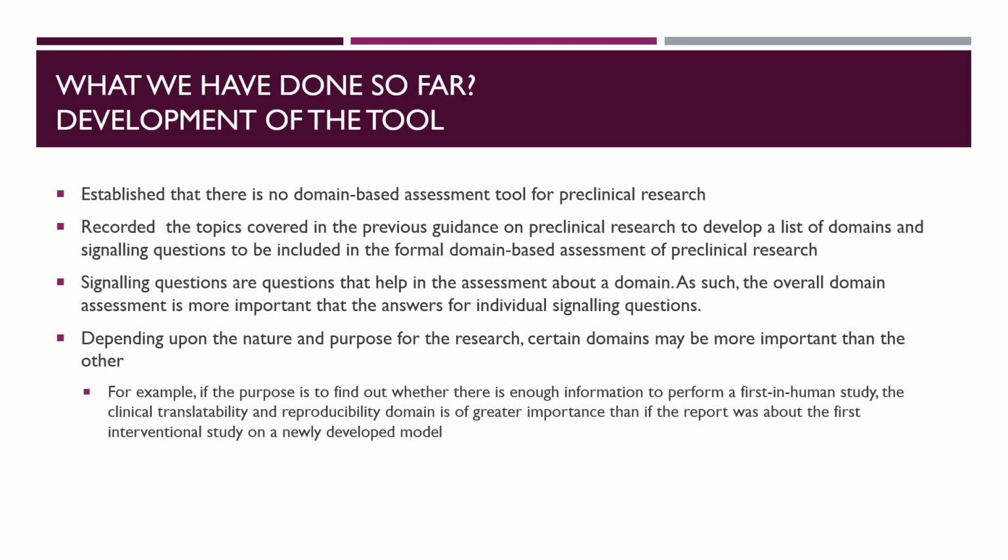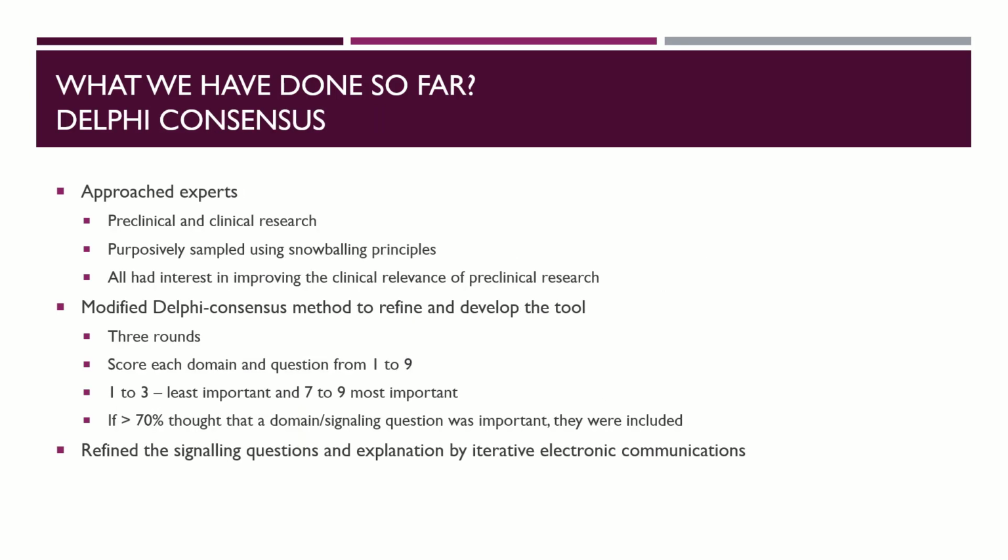Now, depending upon the nature and purpose of the research, certain domains may be more important than others. For example, if the purpose is to find out whether there is enough information to perform a first-in-human study, the clinical translatability and reproducibility domain is of greater importance than if the report was about the first interventional study on a newly developed model. Okay, so don't worry about the domain names. We will be explaining these in subsequent presentations.